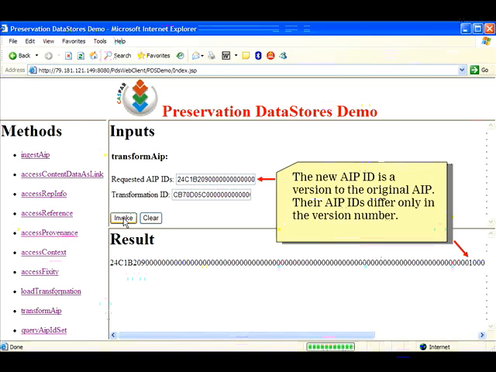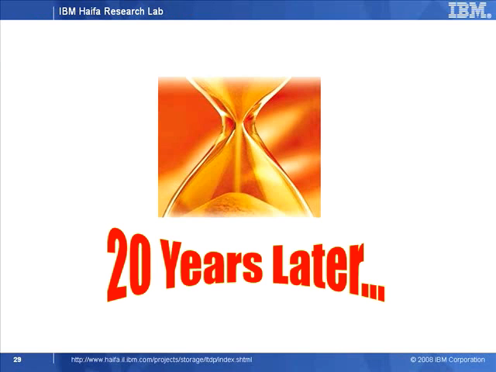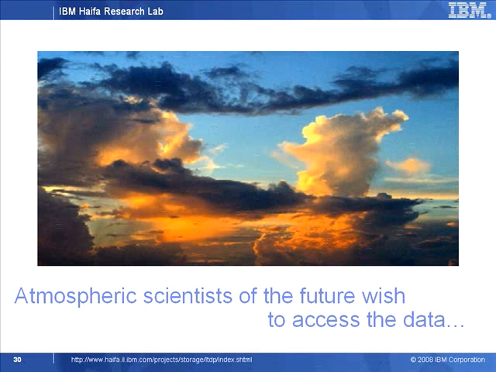While we don't show it, in the same manner we perform a second transformation from NetCDF to PNG plot, which results in another version of the original AIP. Suppose more time passes. Now the atmospheric scientists of the future wish to access the data that we preserved.